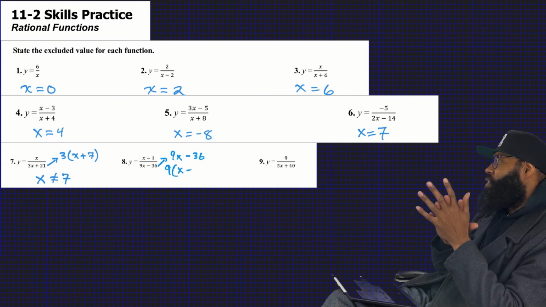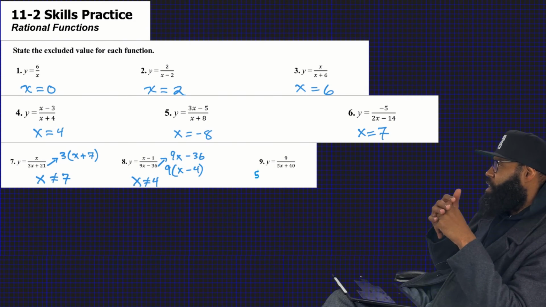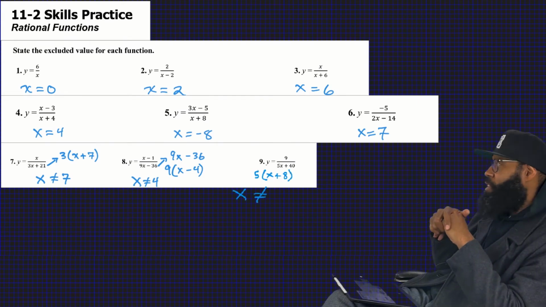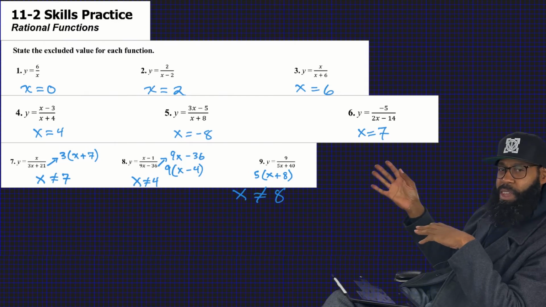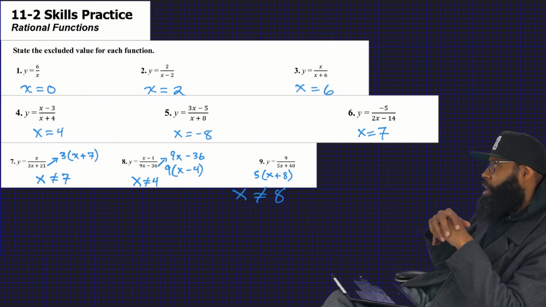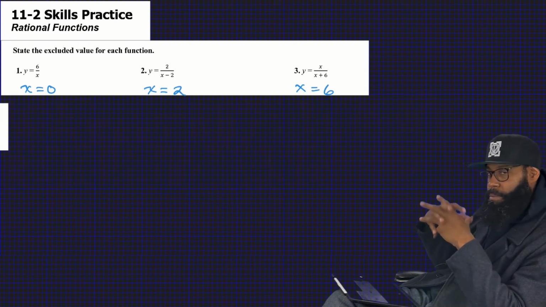9x minus 36, x minus 4. Of course, 9 times x and 9 times 4 will give you 9x minus 36. So in this sense, x cannot equal 4. And for the last one, 5x plus 40 will become 5 times the quantity of x plus 8. And again, I cannot have -8. So guys, as you've seen at least 3 times already, be careful with your signs, right? But all of that because we're getting into the real deal Holyfield.